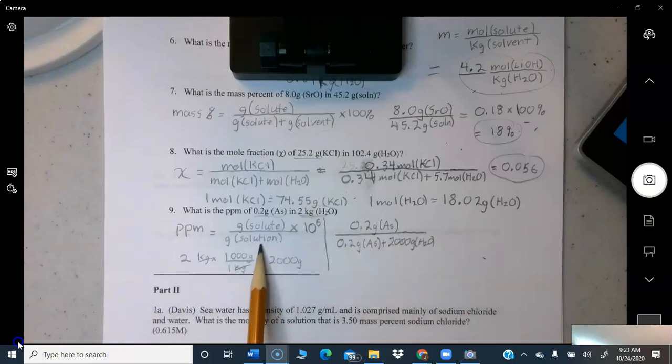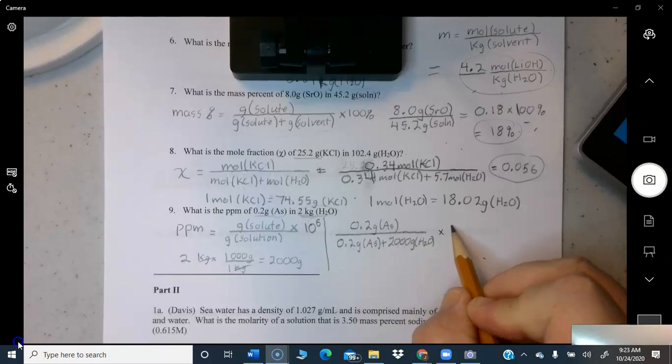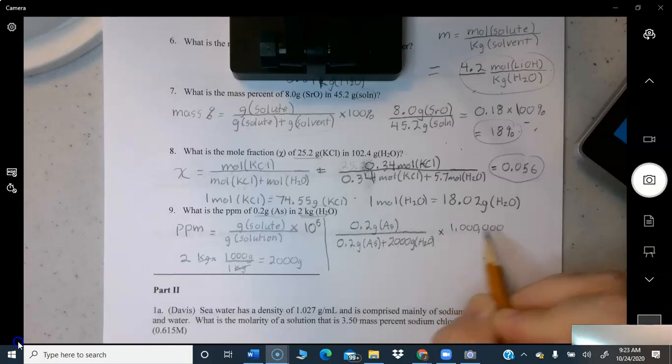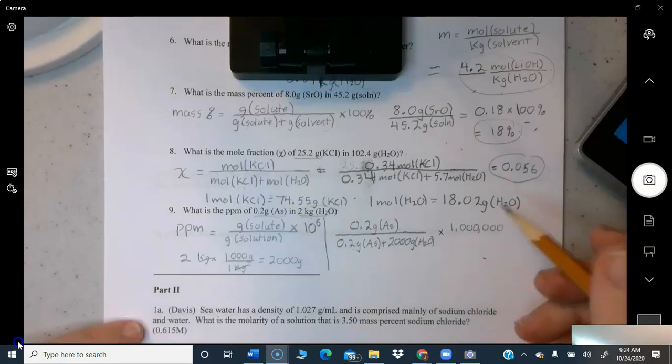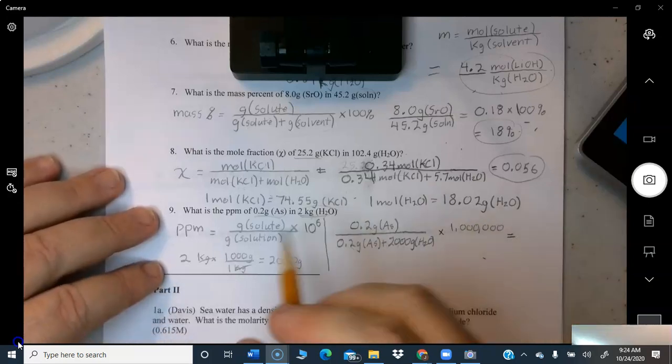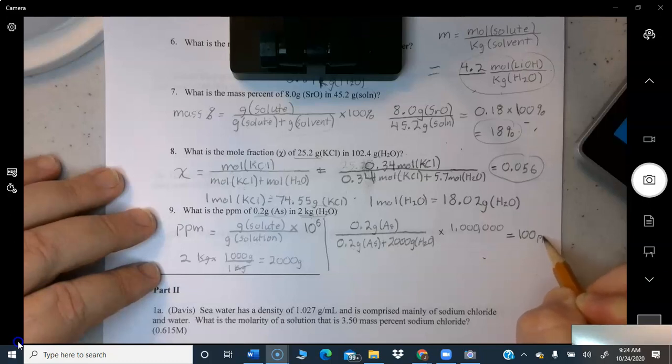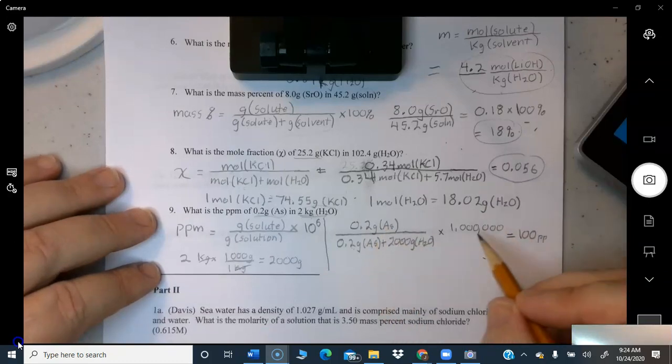Okay, so the solution is the solute, that, plus the solvent, that. You have to add those together to get the grams of solution. And then you're going to multiply that all by 1,000,000. I'll write it out this time: 6 zeros behind the 1. Okay, that's parts per million. So go ahead and do the math on that, and you should come out with 99.99. So let's just call that 100. We're limited to 1 sig fig there anyway, so 100 is 1 sig fig. And that is ppm. Everything here was in grams, so they all cancel out. So it's 100 parts per million.